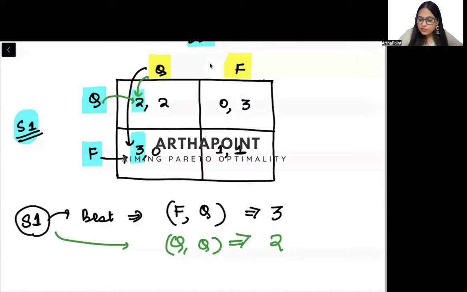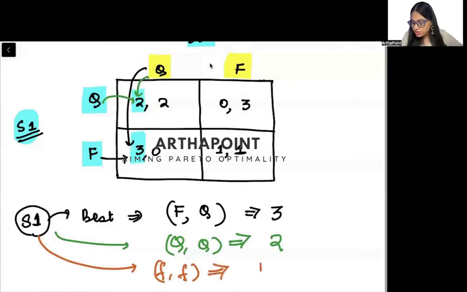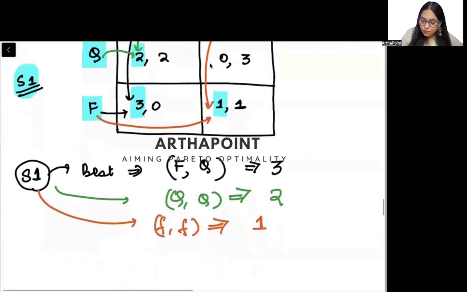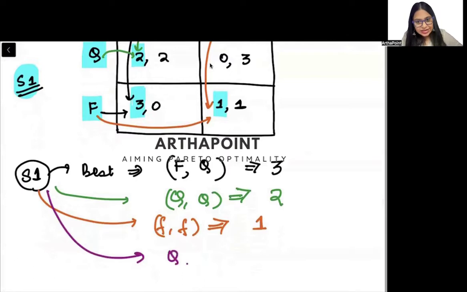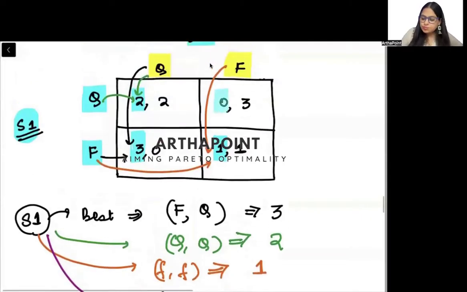Then the third thing, what will happen? Both gave proof against each other, both committed. So 1. And what is the worst that can happen? He was loyal, he didn't commit, he kept quiet, but the other person thinks, the other person commits. So 0. The number before the comma represents the payoff of suspect 1. Am I clear?